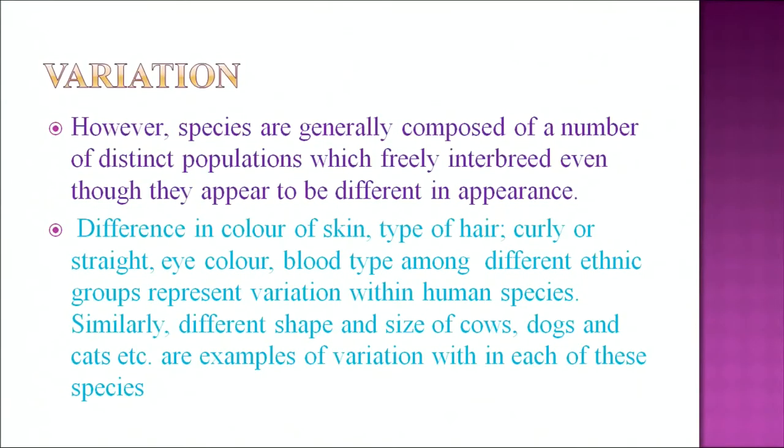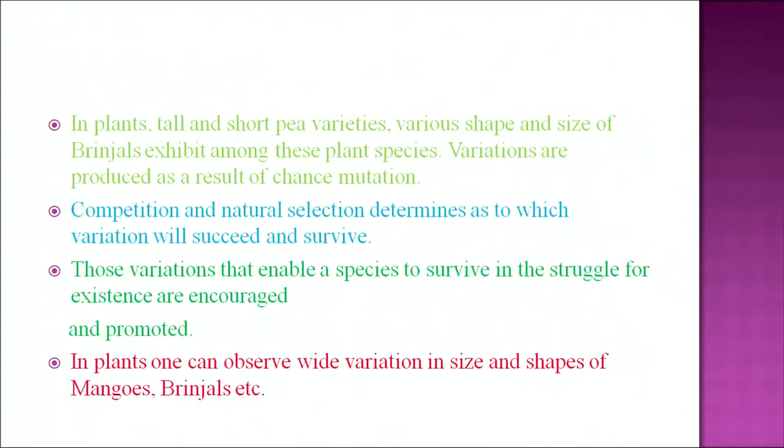However, species are generally composed of a number of distinct populations which freely interbreed even though they appear to be different in appearance. Differences in color of skin, type of hair, curly or straight, eye color, and blood type among different ethnic groups represent variation within the human species. Similarly, different shapes and sizes of cows, dogs, and cats are examples of variation within each of these species. In plants, tall and short pea varieties and various shapes and sizes of brinjal exhibit variation among these plant species.